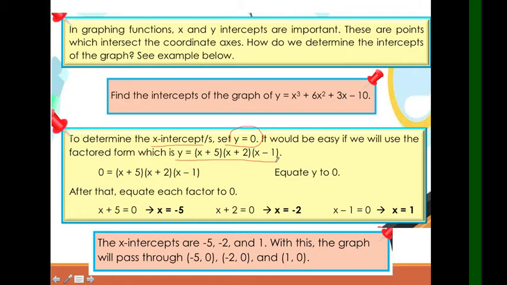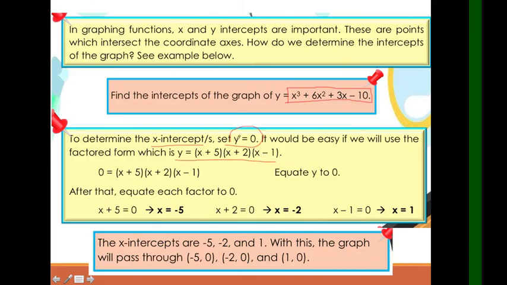So ano yung muna daw natin, gawin muna natin, i-factor muna natin. So using factor theorem, i-factor out muna natin si x cubed plus 6x squared plus 3x minus 10. So you can solve it on your own kung paano ba ito i-factor out using the same process na ginawa ko dun sa discussion natin. So, yung answer niya is x plus 5, x plus 2, and x minus 1.